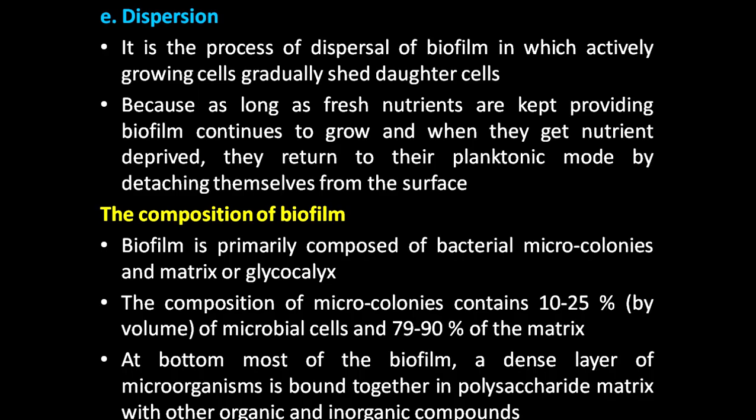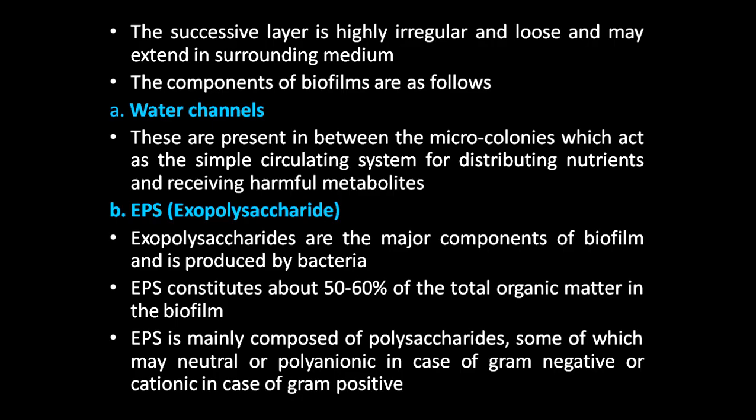Biofilm is primarily composed of bacterial microcolonies and matrix or glycocalyx. The microcolonies contain 10 to 25% of microbial cells and 75 to 90% of the matrix. At the bottom of most biofilms, a dense layer of microorganisms is bound together in a polysaccharide matrix with other organic and inorganic compounds. The successive layer is highly irregular and loose and may extend into the surrounding medium. The components of the biofilm are as follows.